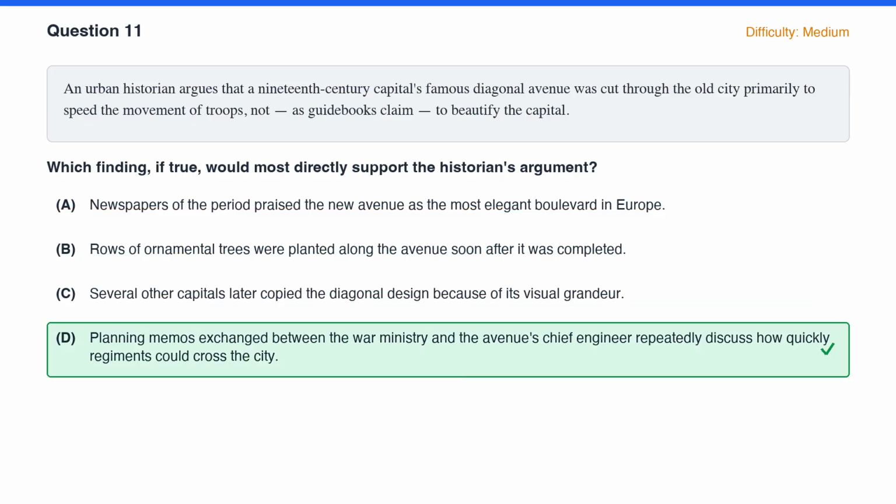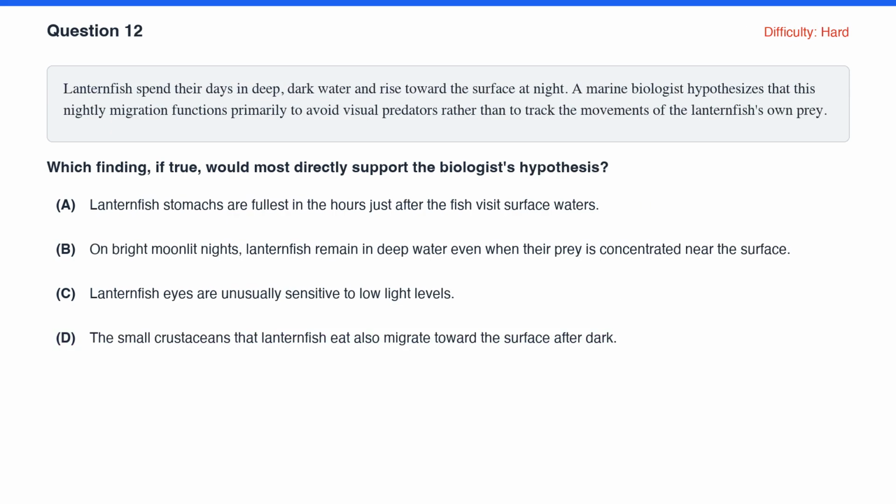That's why D wins. Memos between the War Ministry and the engineer arguing over troop transit times are direct evidence of the motive, not how the avenue looked, but why it was built. On evidence questions, always match the finding to the exact claim. Here's a command of evidence question, and the trick is the wording.